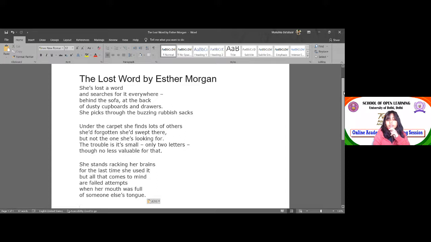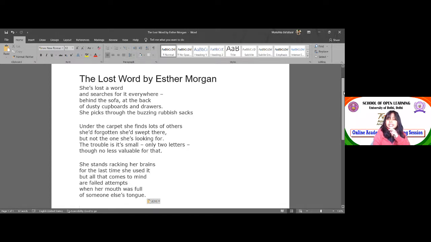The trouble is, it's small, only 2 letters, though no less valuable for that. She stands racking her brain for the last time she used it, but all that comes to mind are failed attempts when her mouth was full of someone else's tongue.